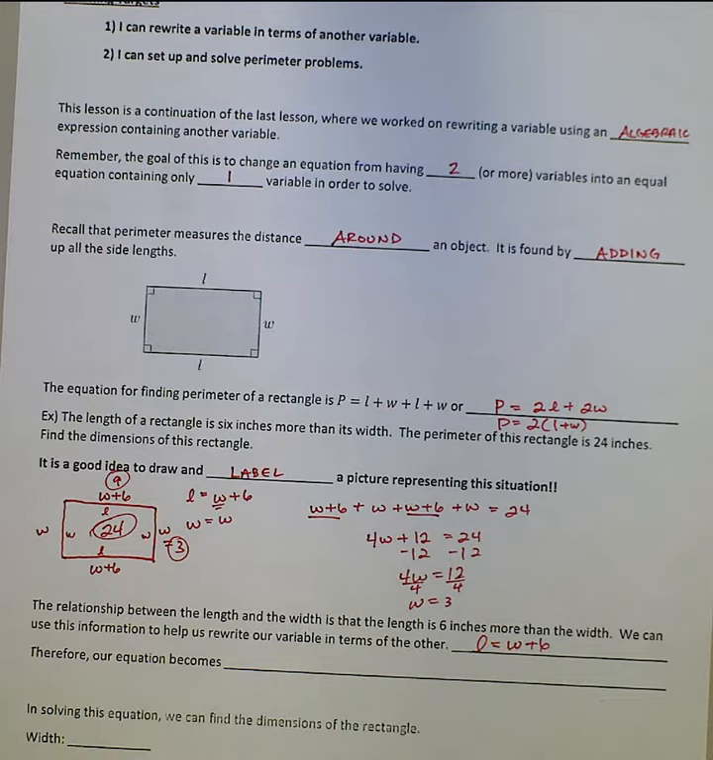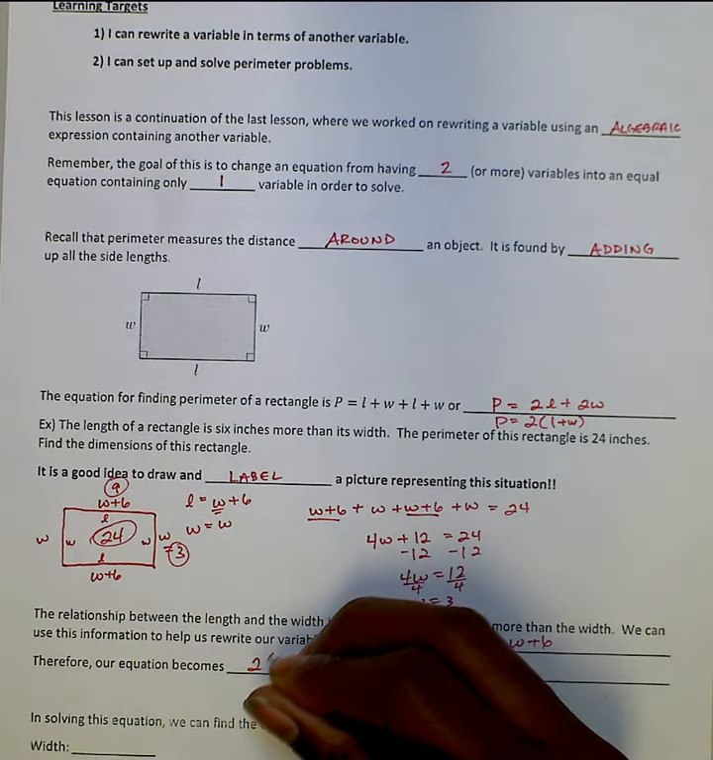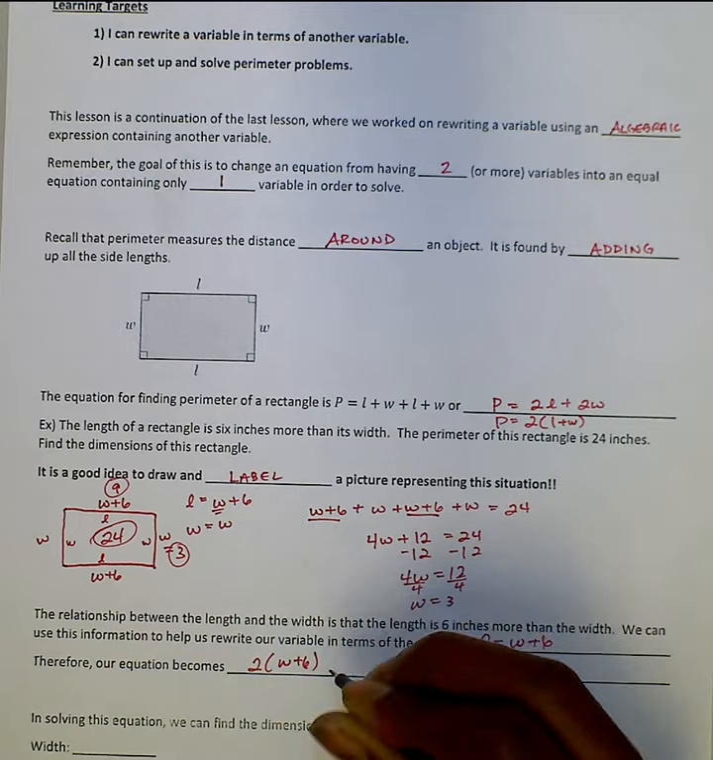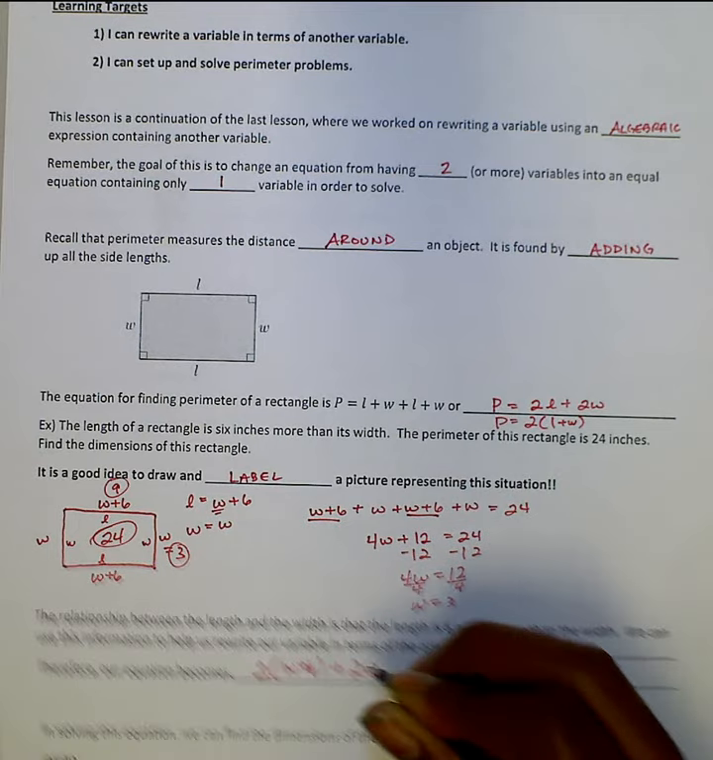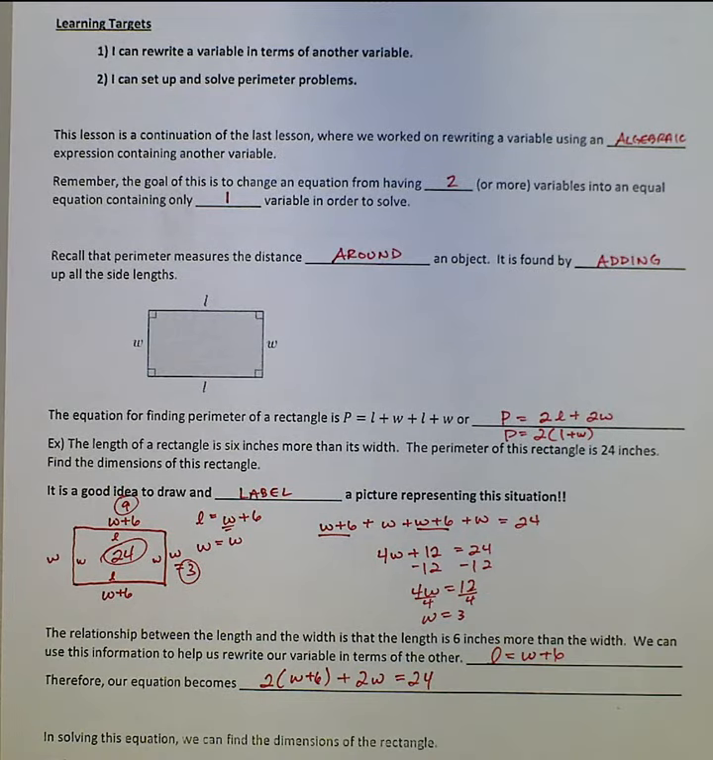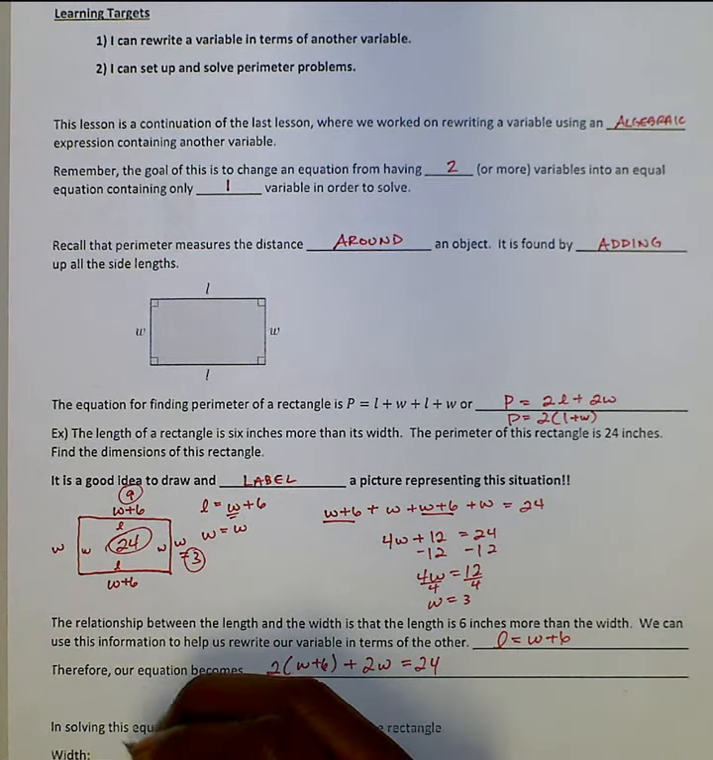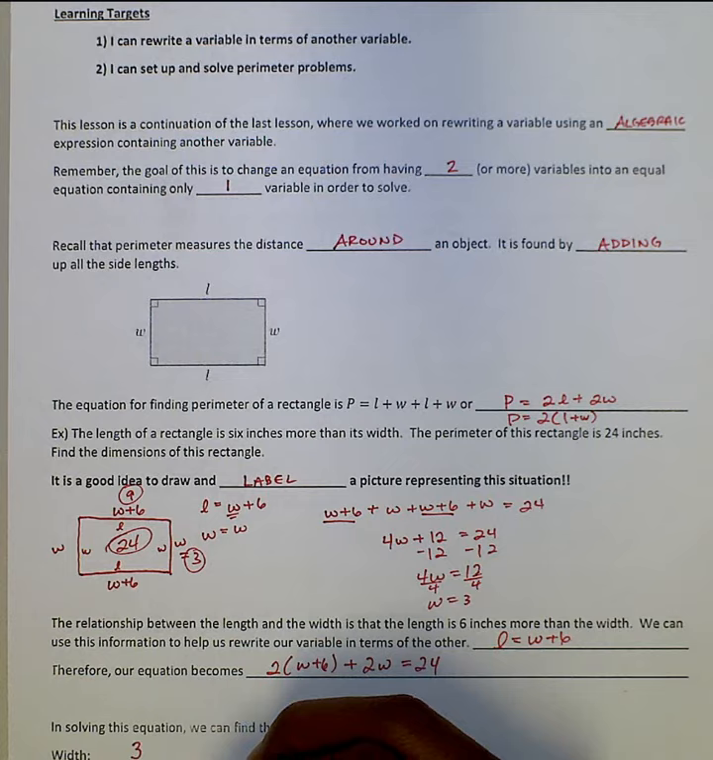Therefore, our equation becomes, I'll write it more succinctly up here, 2W plus 6 plus 2W equals 24. Okay, and so we solved it all the way through here. We found that our width was 3, our length then was 9. So our length was L equals W plus 6, and we found that W was 3.